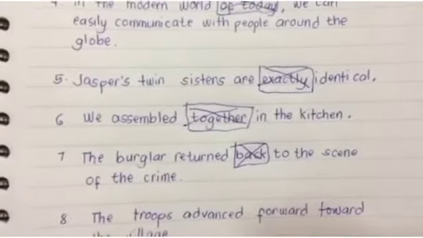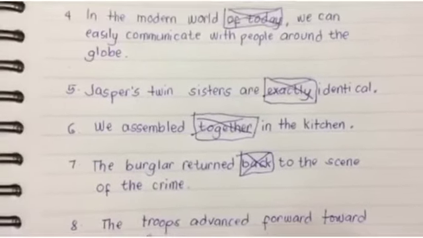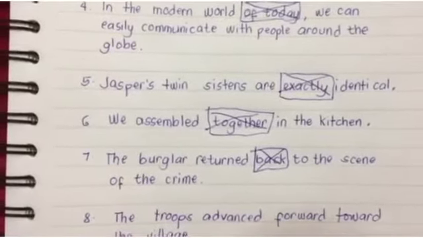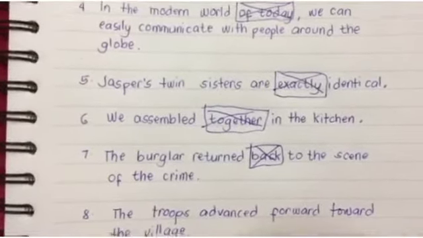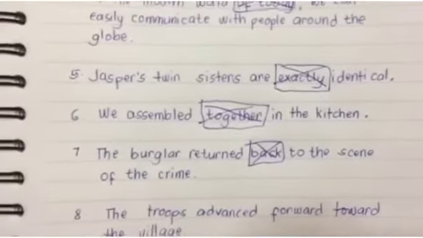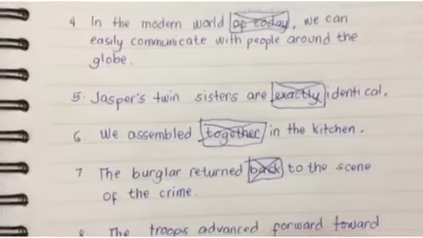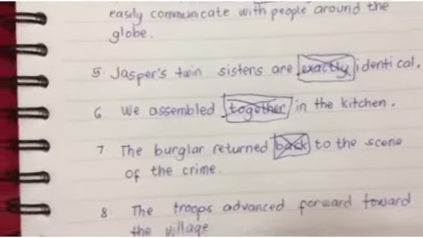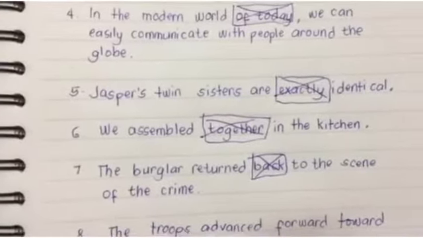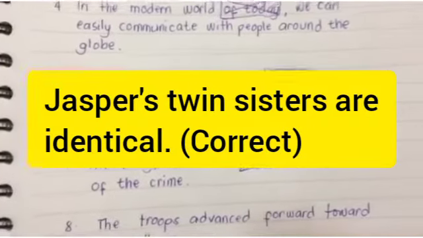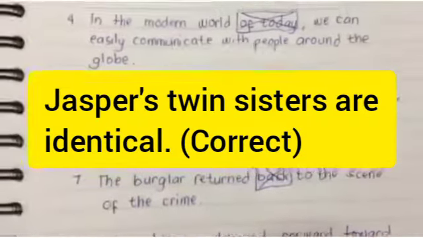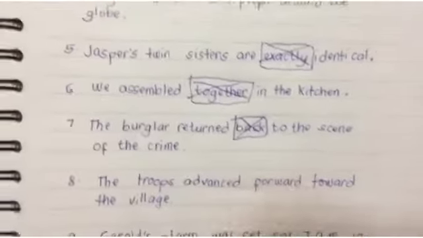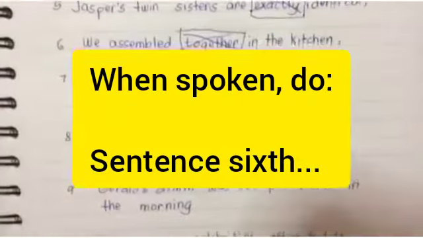Jasper's twin sisters are exactly identical. What is the redundancy? The redundancy is the word exactly, because identical means exactly the same. So you don't need exactly there. Just cross it out. So you just say, Jasper's twin sisters are identical. That is perfect.